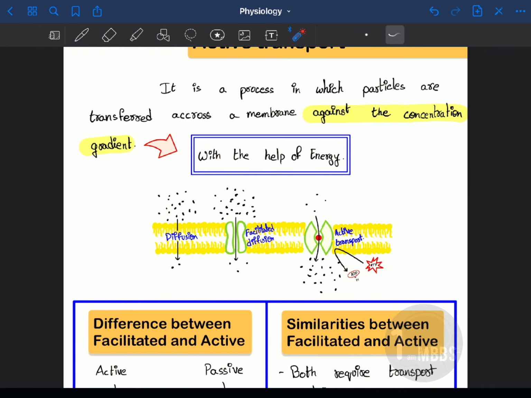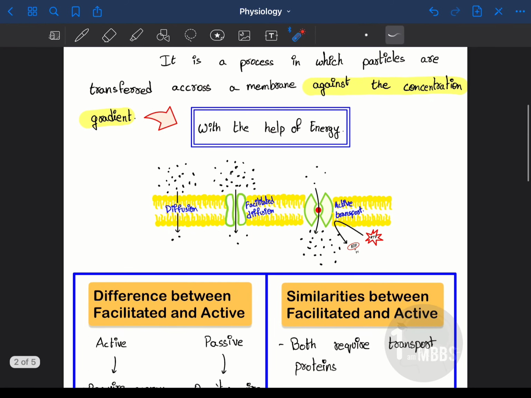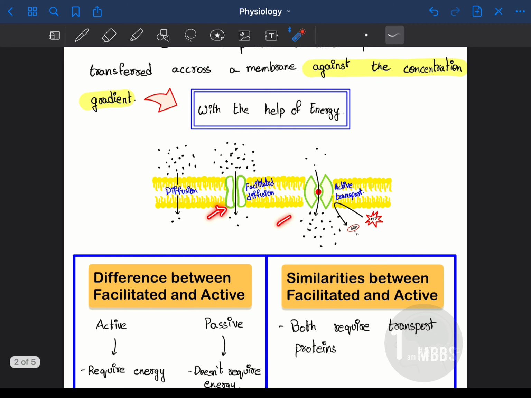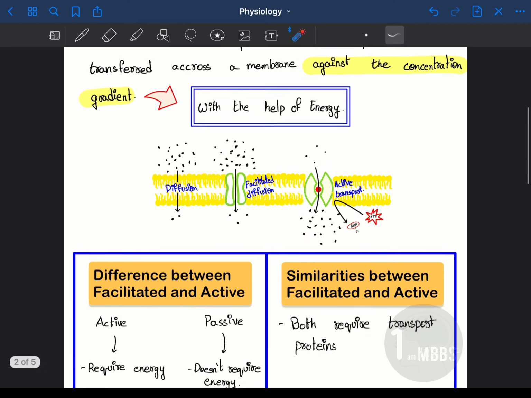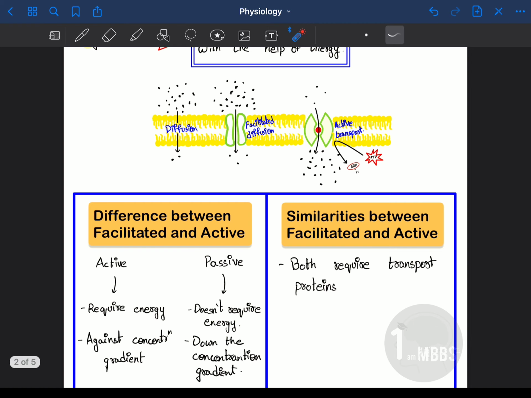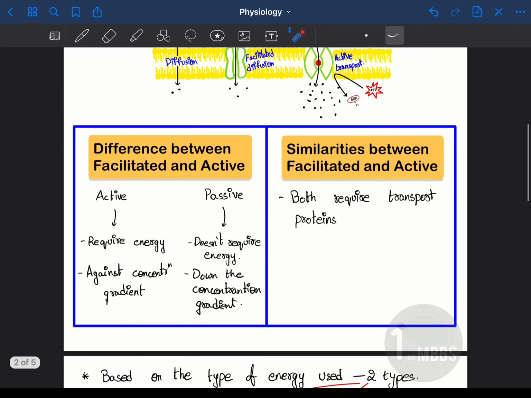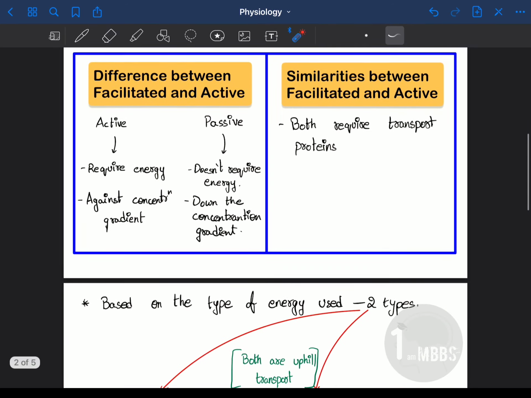Let us know the differences and the similarities between facilitated and active transport. Here we can see both facilitated diffusion and active transport occur with the help of transfer proteins. But there are many differences, such as active transport requires energy to move the particles against the concentration gradient. Whereas passive transport doesn't require energy because the particles are transferred down the concentration gradient, so no energy is required.